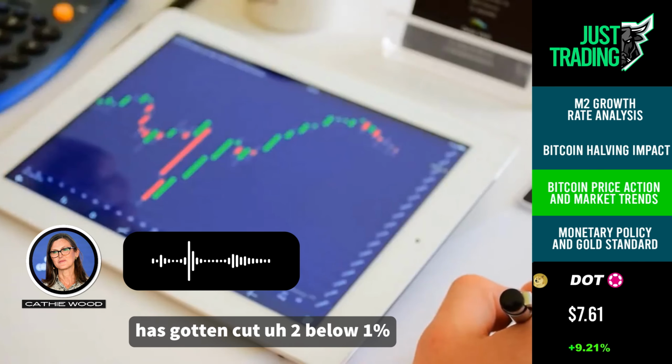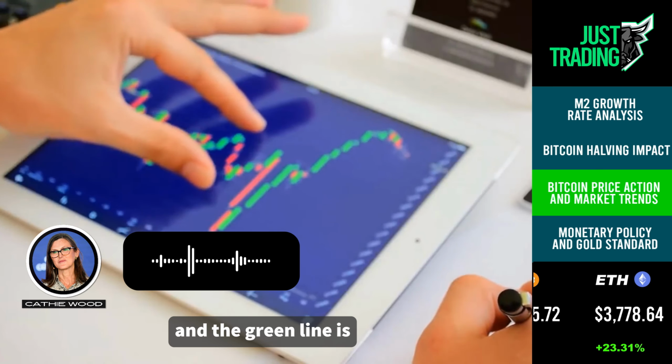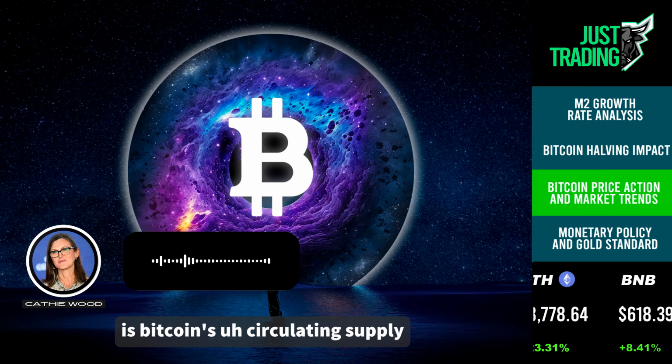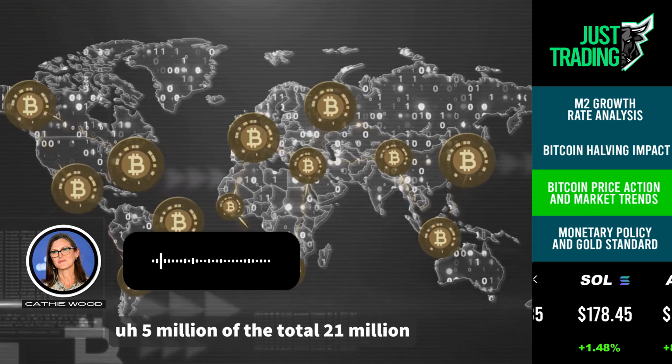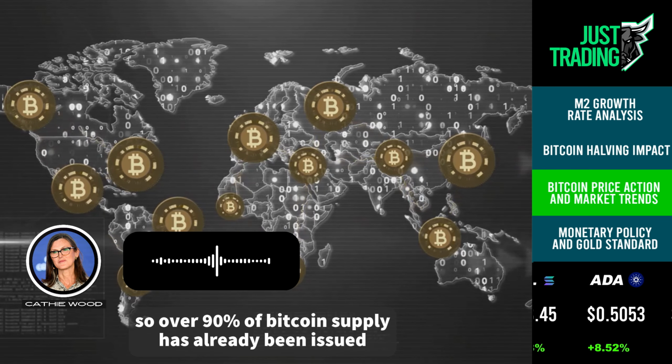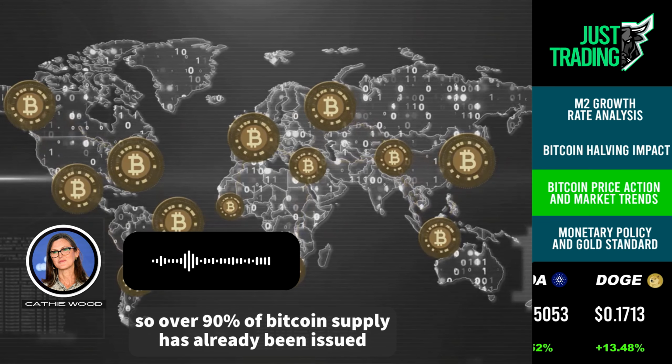Has gotten cut to below 1%, and the green line is Bitcoin's circulating supply, which is roughly 19.5 million of the total 21 million. So over 90% of Bitcoin supply has already been issued.